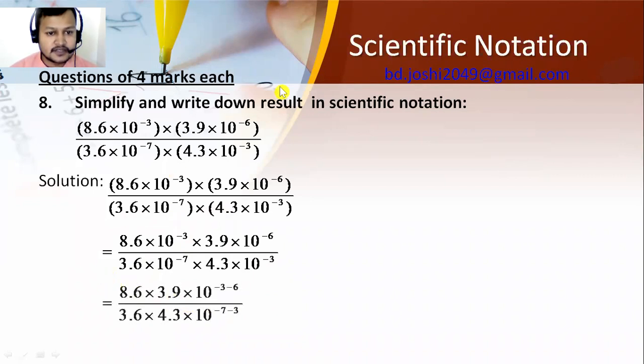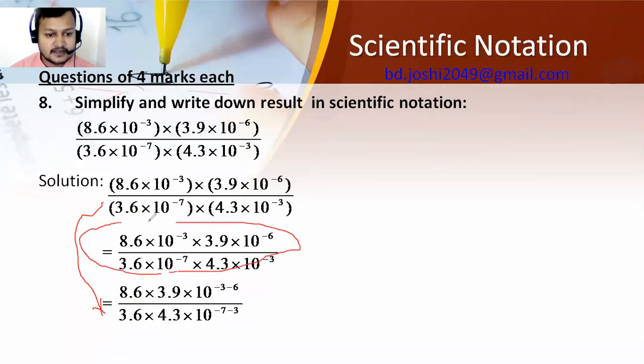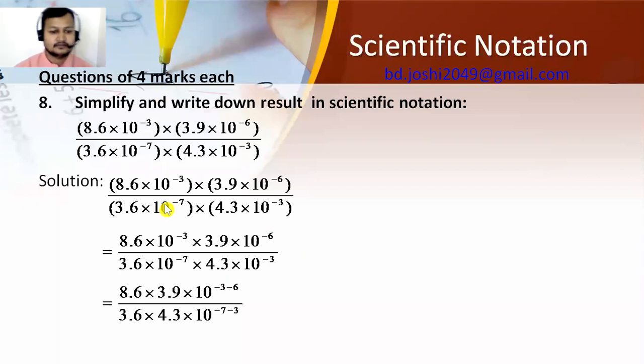So in its solution, you can write this third step directly. It is not necessary to write the step separately. Even without removing the brackets, 8.6 into 3.9, 3.6 into 4.3, and their powers are added. Okay, is it clear or not? Yes, sir. Yes, sir.